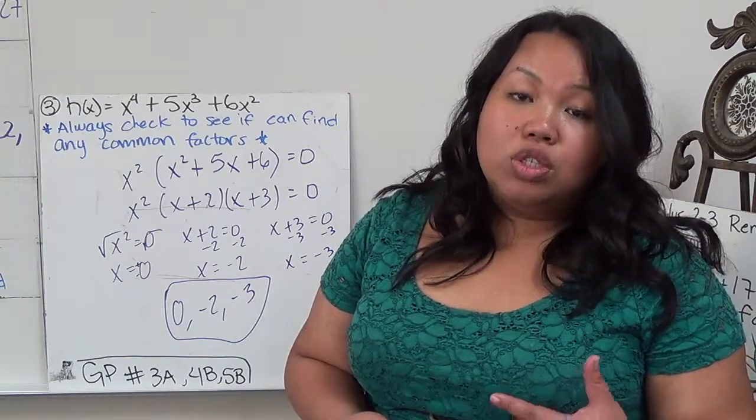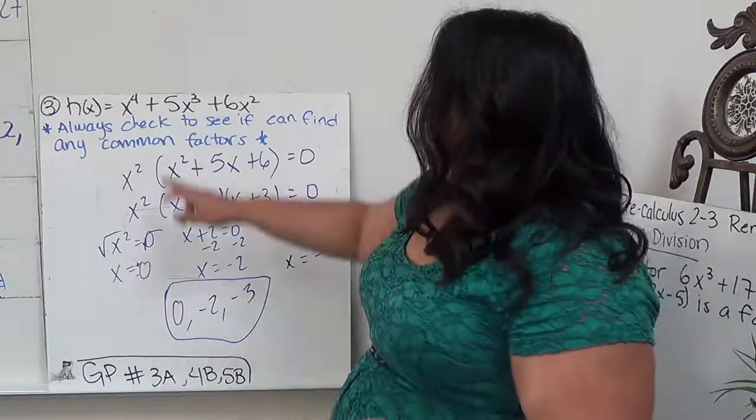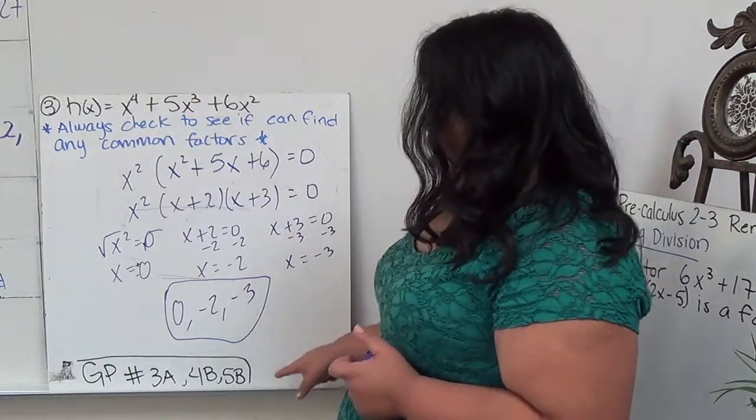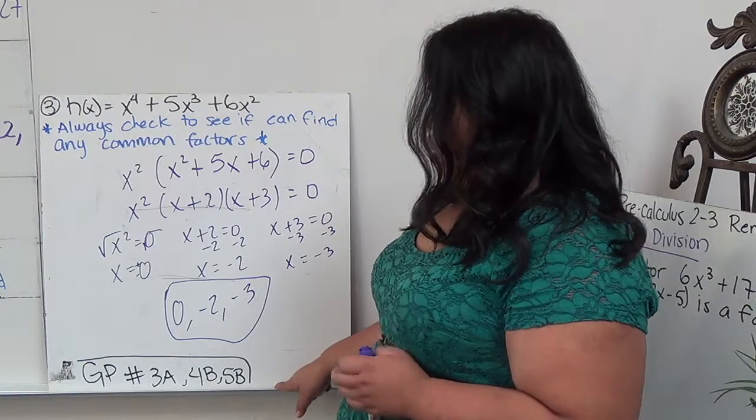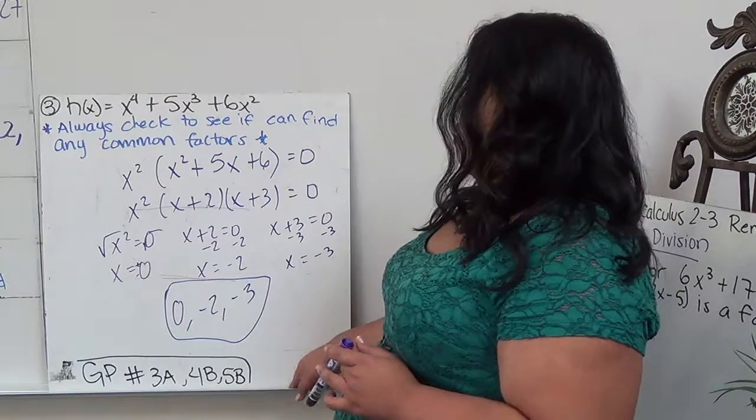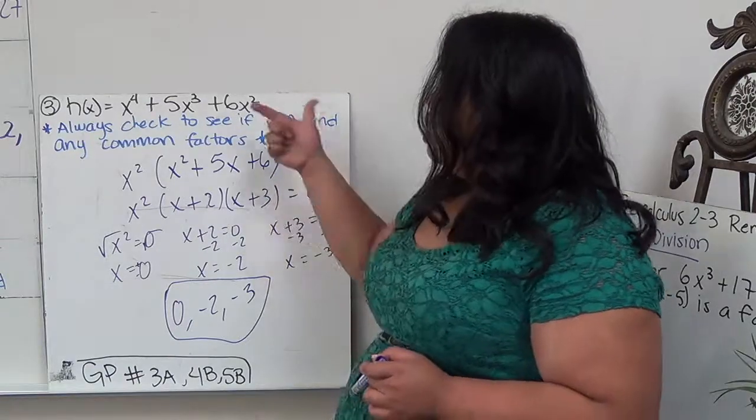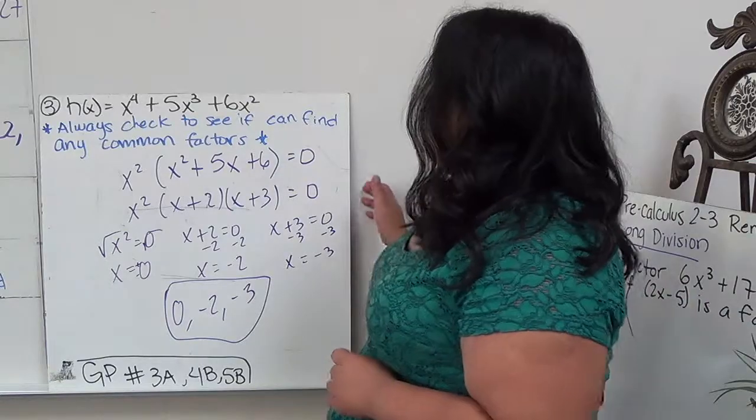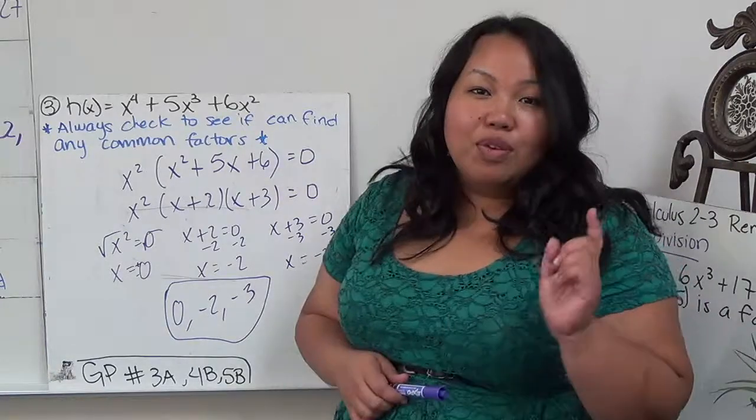So hopefully those methods can help you manipulate the equation into things you can use to solve quadratic equations instead of dealing with higher order polynomials. So try the guided practice number 3A, 4B, and 5B. And also use your graphing calculators to check to see if your zeros are on point. Okay? Pause and write this down, try the problem, and I will see you in class.